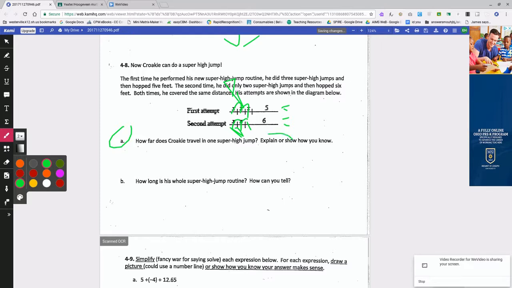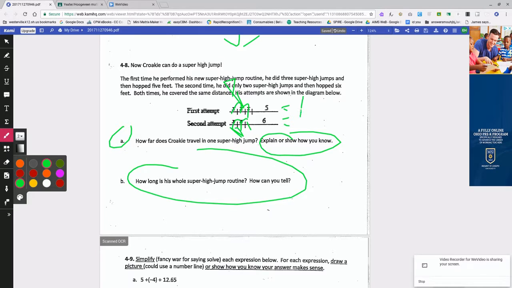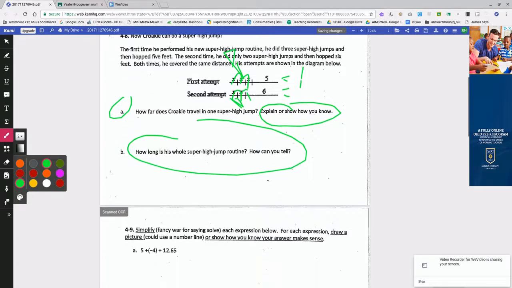And again, make sure you give us one sentence to explain or show how you know. And then how long is the whole thing? So after you figure out the length of the first attempt and the length of the second attempt, you'll be able to tell us how long each one is.